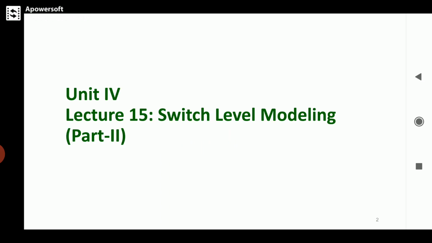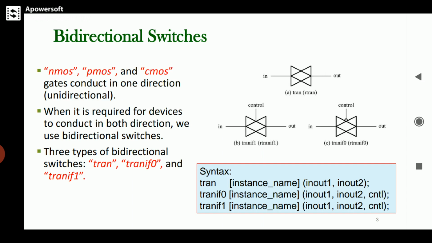Okay, let's continue with the second part of switch level modeling. In the previous lecture, we studied unidirectional switch primitives, particularly NMOS, PMOS and CMOS. In these switches, it is assumed that current is flowing in one direction only. That is true for simulation purposes. In a real switch, current can flow in both directions. If in your design you need bidirectional switches, then you have to use bidirectional switch primitives.